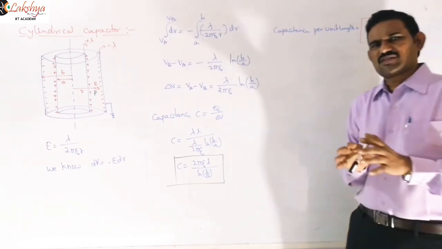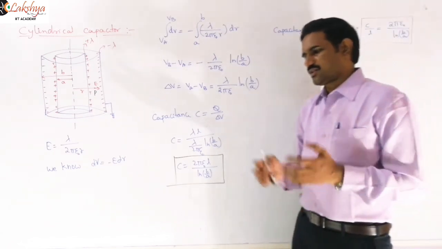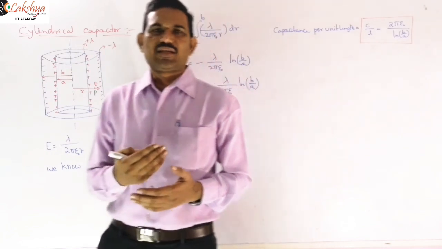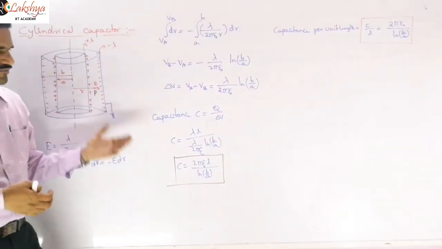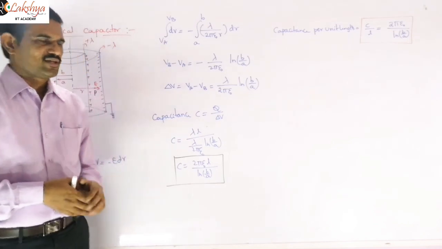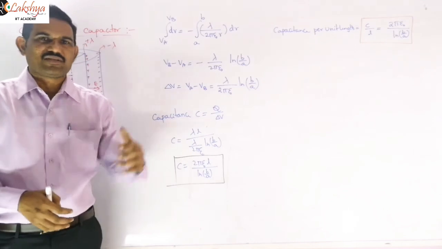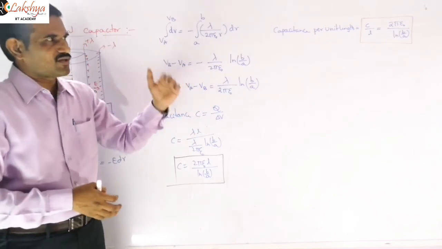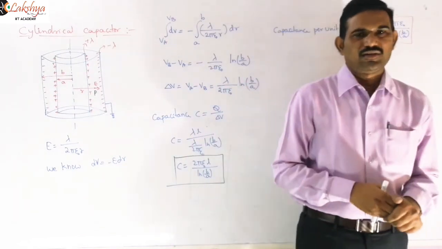It is a similar procedure, just that the E expression is different compared to that of the sphere and the cylinder. We write the E expression, then the potential difference, and from that we write the capacitance. If the space between them is completely filled with a dielectric, then the capacitance will increase by K times, so we need to write 2 pi K epsilon naught by ln B by A if it is completely filled there.